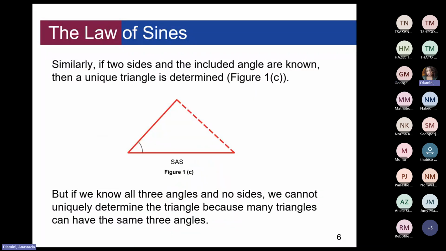Yes. Okay. They say similarly, if two sides and an included angle are known, then a unique triangle is determined. By unique triangle, they mean one triangle is determined, right? Because with some cases, you can even be able to determine two triangles from the given information, and you'll see that later. Now they say, but if we know all three angles and no side, we cannot uniquely determine the triangle because many triangles can have the same three angles. Is that clear or not?